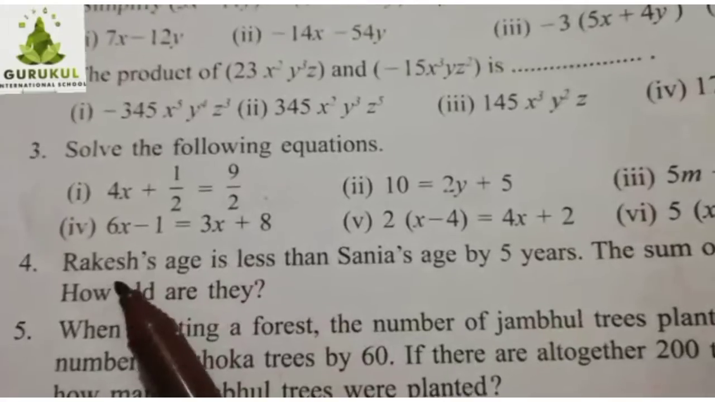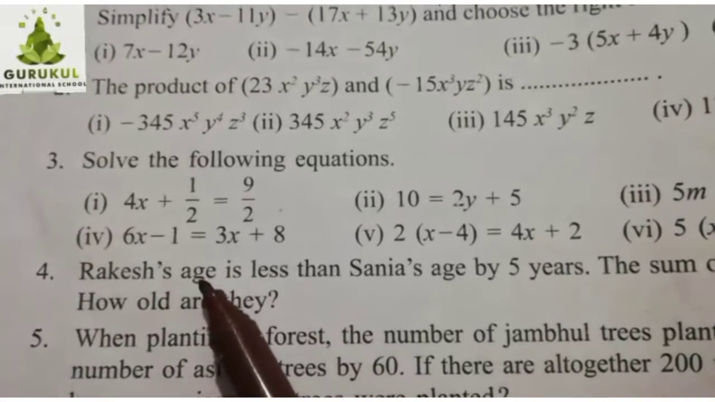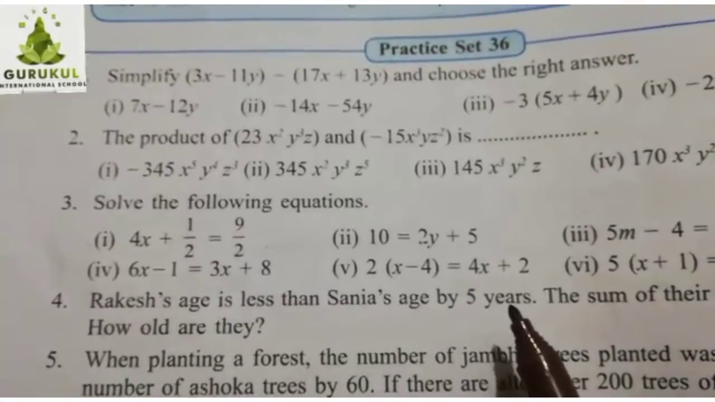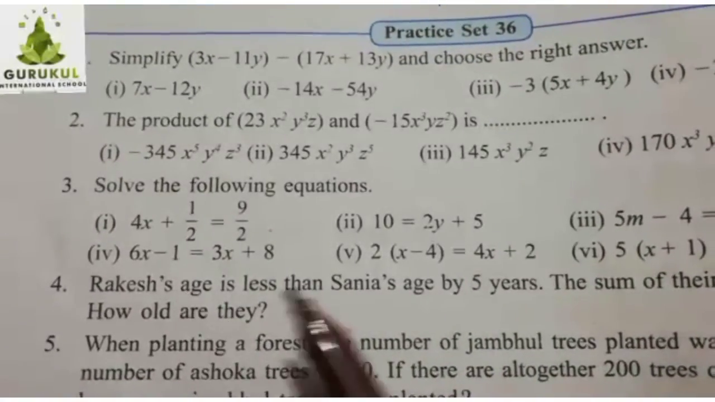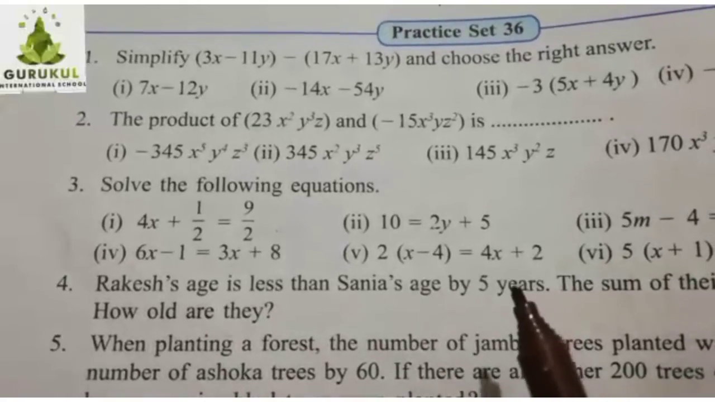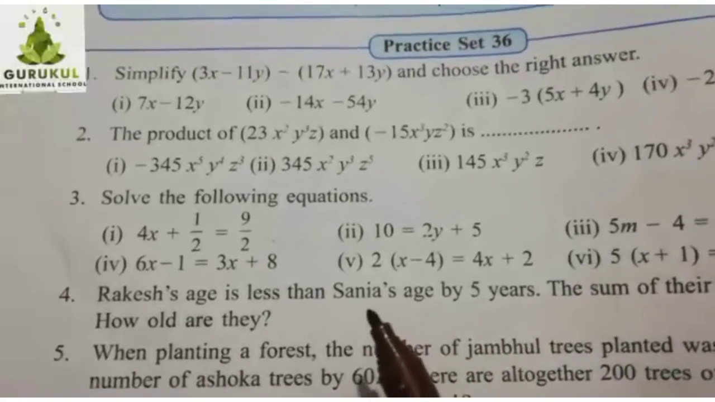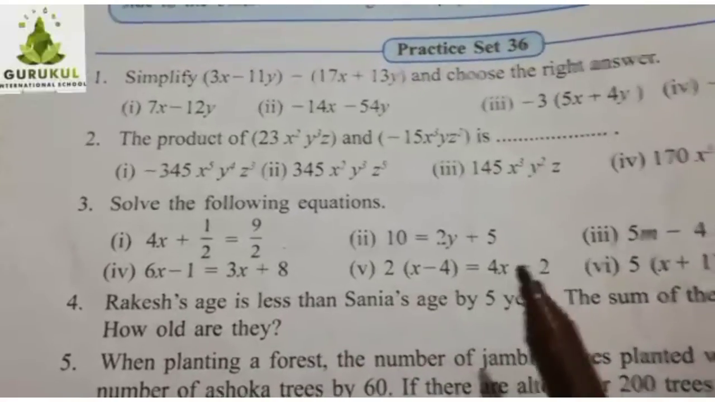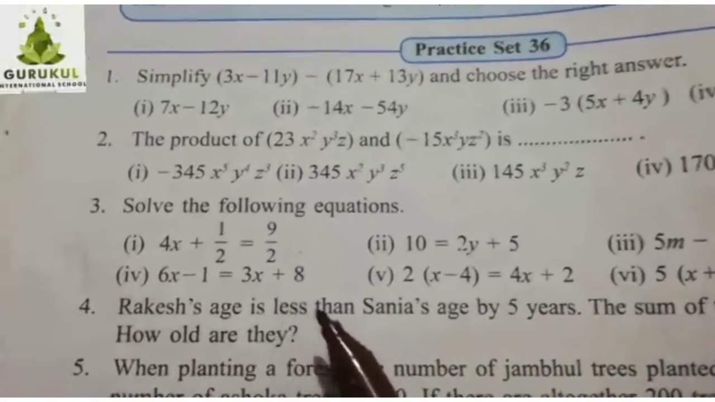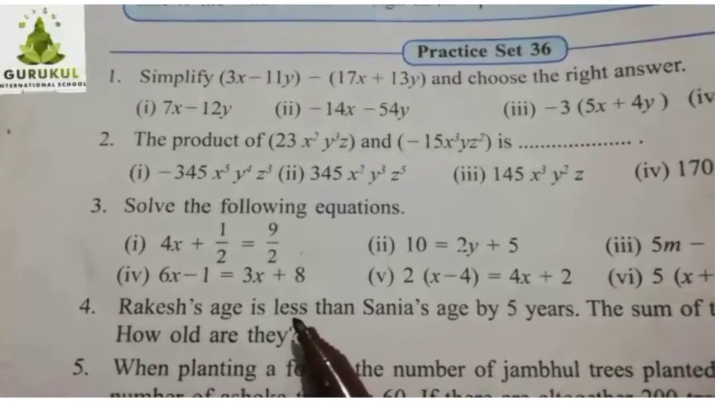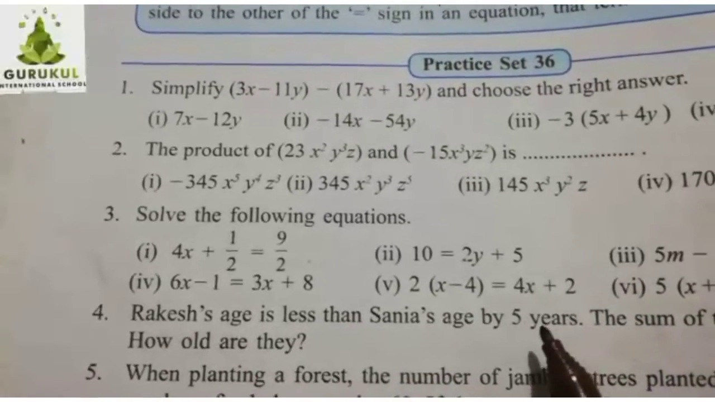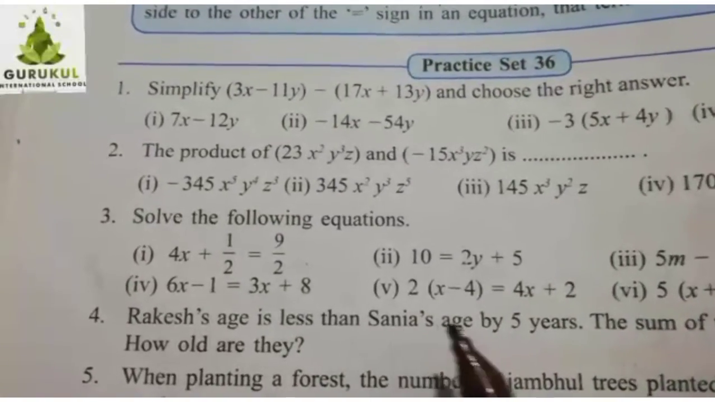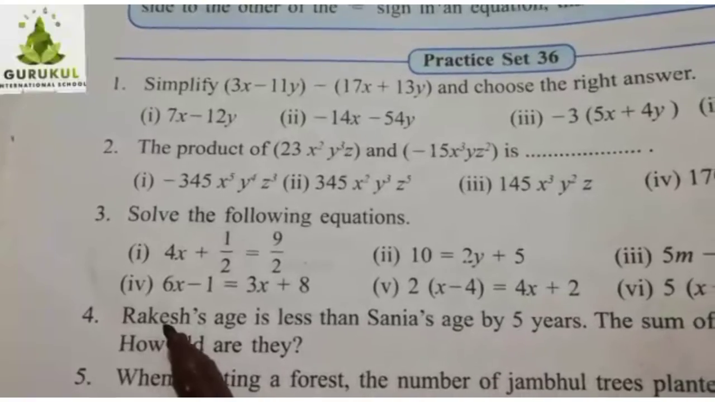Here it is given in the question, Rakesh's age is less than Sania's age by 5 years. That means Rakesh is smaller than Sania by 5 years. If Sania is X years old, then Rakesh will be X minus 5. Less means minus. By how much less? By 5 years. So X minus 5 will be the age of Rakesh. Is it clear to you?